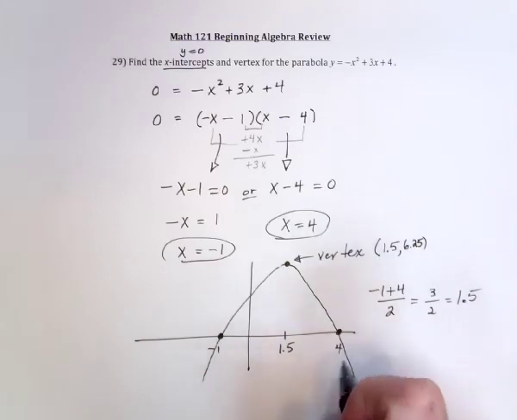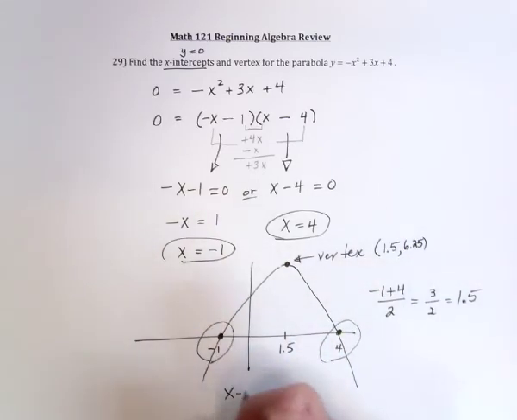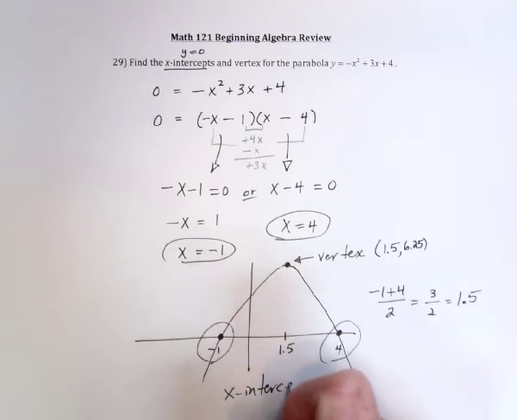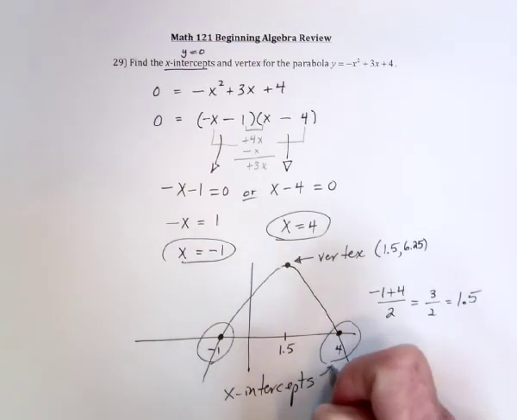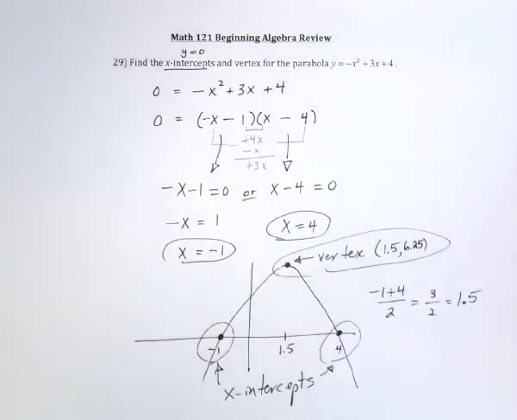So there's the x-intercepts. And there's the vertex. So that's all of it.